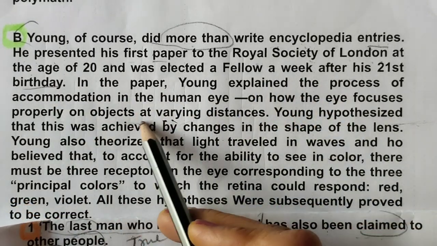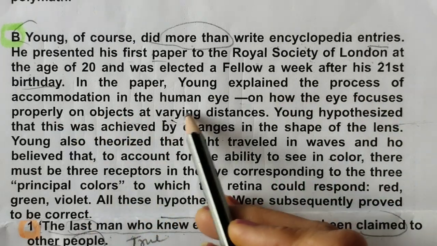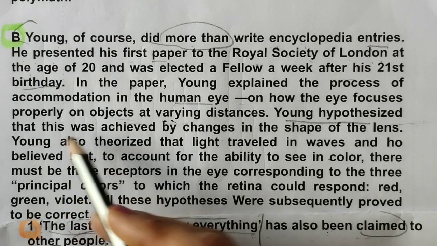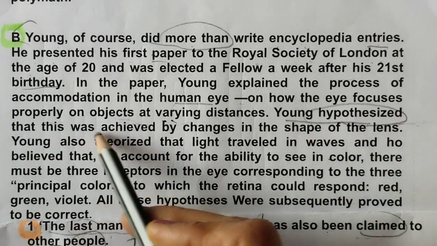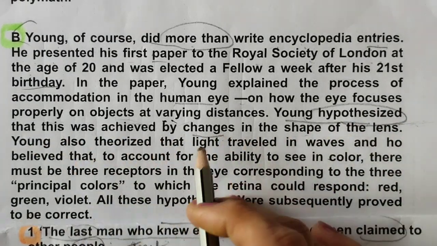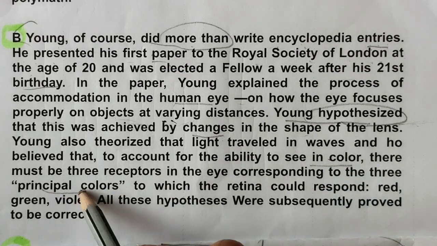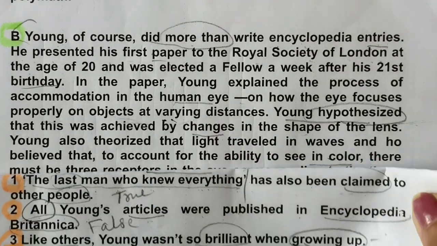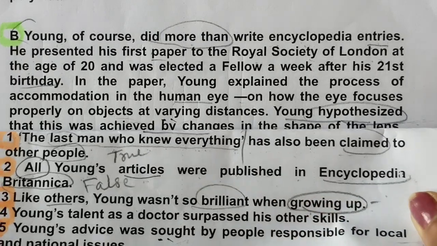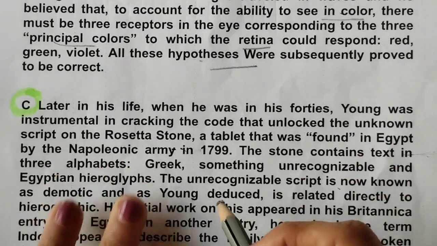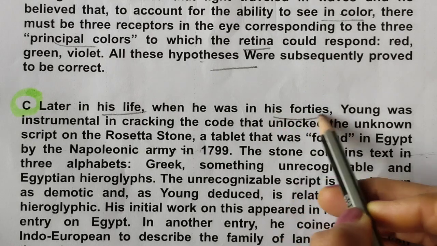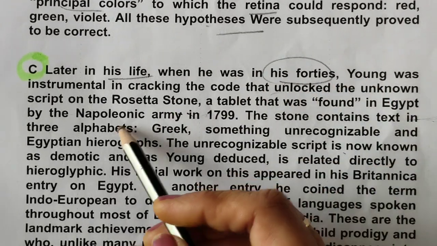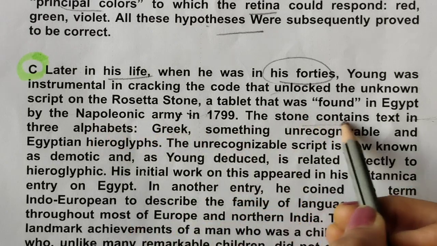So the focus is on the object. Young explained the process of accommodation in the human eye and how the hypothesis, meaning research kind of thing, was achieved by changes in the shape of the lens and all. So here they are talking about something different, eyes and all. So this is not when growing up. I am sure that they will be talking about some childhood time. Later in his life, when he was in his 40s, so this is not the thing we are looking for. Later means in his 40s, so definitely he is an adult.